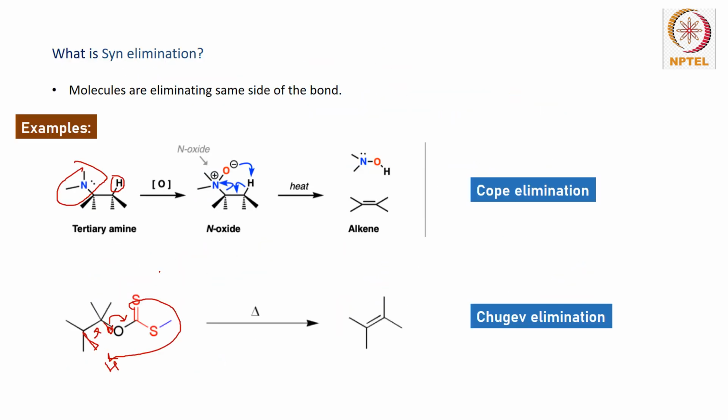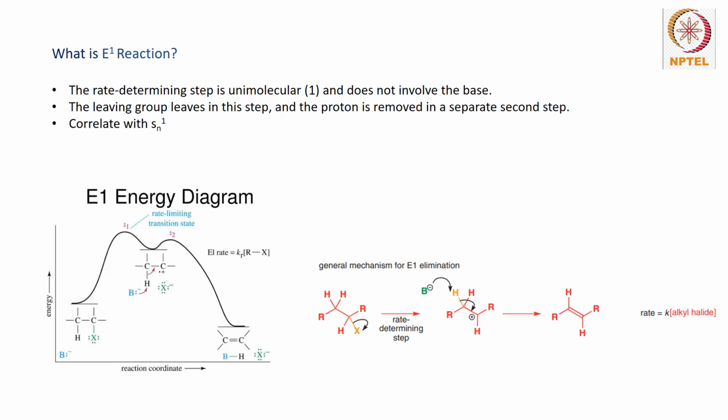So next is anti-elimination. What is anti-elimination? When both the leaving groups are at the opposite position. The first example of anti-elimination is E1. So E1 is correlating with SN1. You can see this leaving group removes from the system, generating a carbocation. Then the hydrogen removes and you get our alkene product. The diagram is also similar to the SN1 reaction.